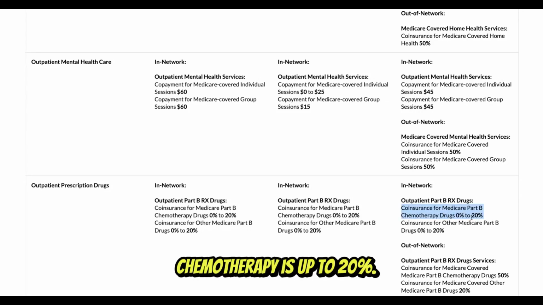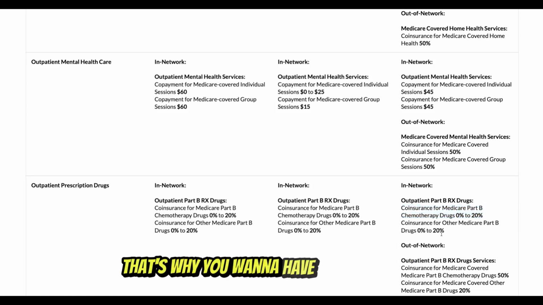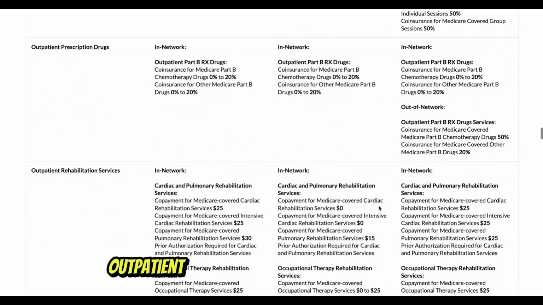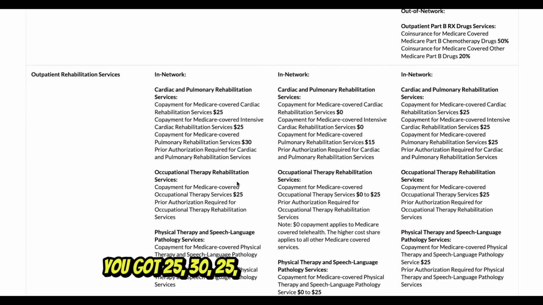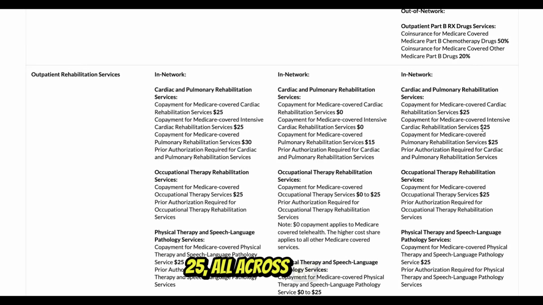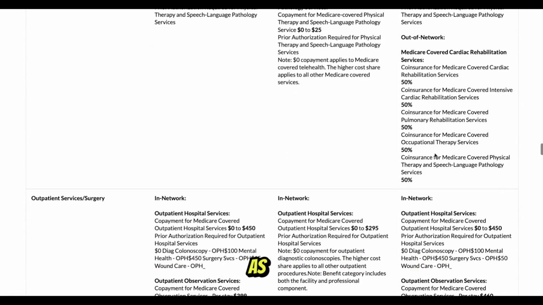Chemotherapy is up to 20%. You'll hit your max out of pocket immediately if you do chemotherapy. That's why you want to have a cancer policy. Outpatient rehabilitation services, cardiac and pulmonary rehabilitation services. You've got all kinds of different rehab services. You've got 25, 30, 25. Some are zero here, 15, 25, 25, 25, all across the board. As you notice, this one has out-of-network copays as well. I haven't been going over that. My goal is to keep my clients in network, so I don't have to worry about that.